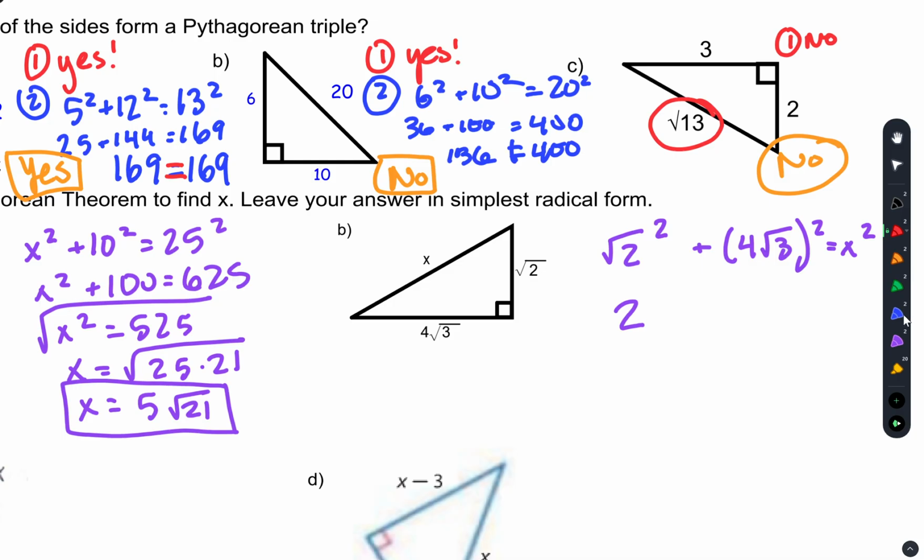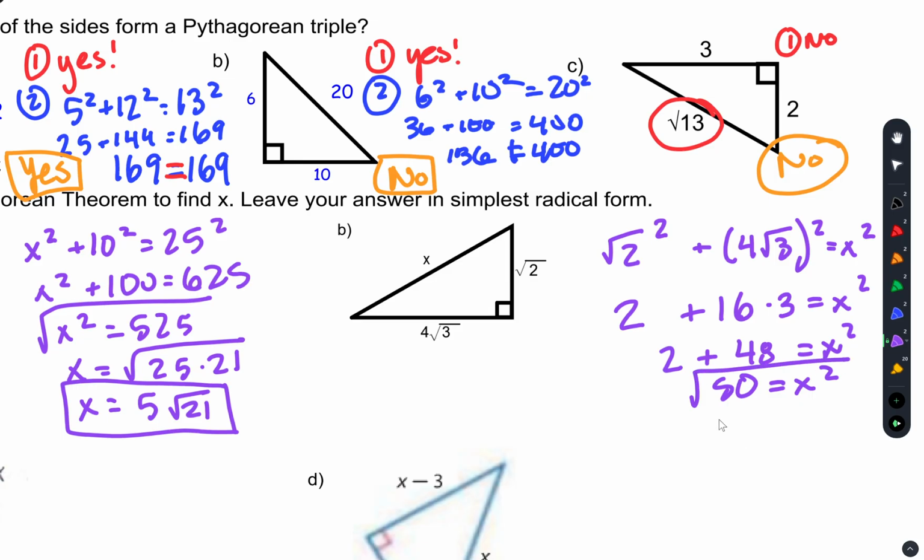So that is the same thing as making sure that we square both pieces. 4 squared is 16. The square root of 3 squared is 3. So this is 2 plus 48 equals x squared. 50 equals x squared. Square root both sides. 25 times 2 gives me 5 radical 2 is my x value.